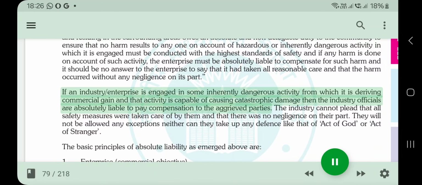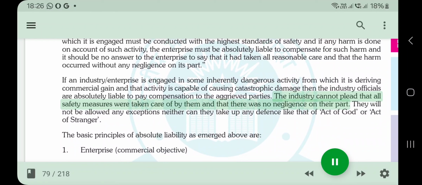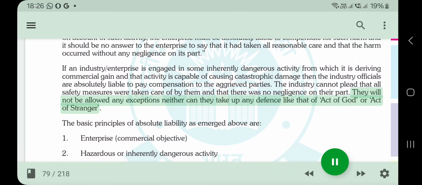If an enterprise is engaged in some inherently dangerous activity from which it is deriving commercial gain and that activity is capable of causing catastrophic damage, then the industry officials are absolutely liable to pay compensation to the aggrieved parties. The industry cannot plead that all safety measures were taken care of by them and that there was no negligence on their part. They will not be allowed any exceptions, neither can they take up any defense like that of act of God or act of stranger.